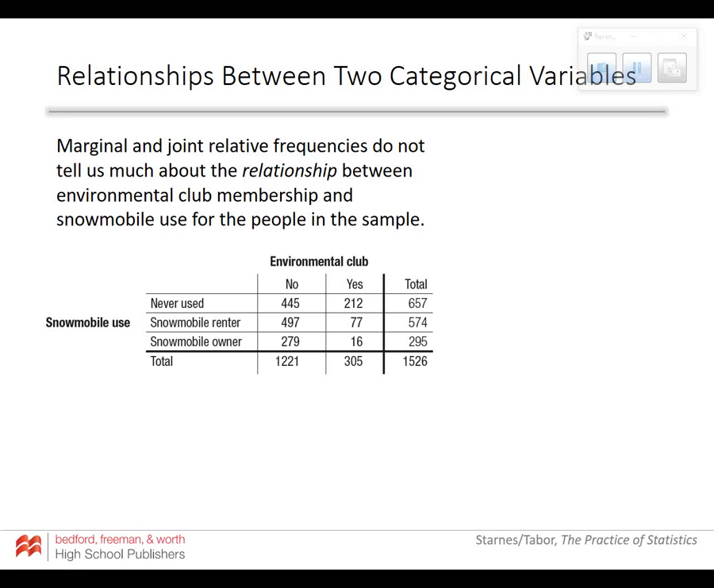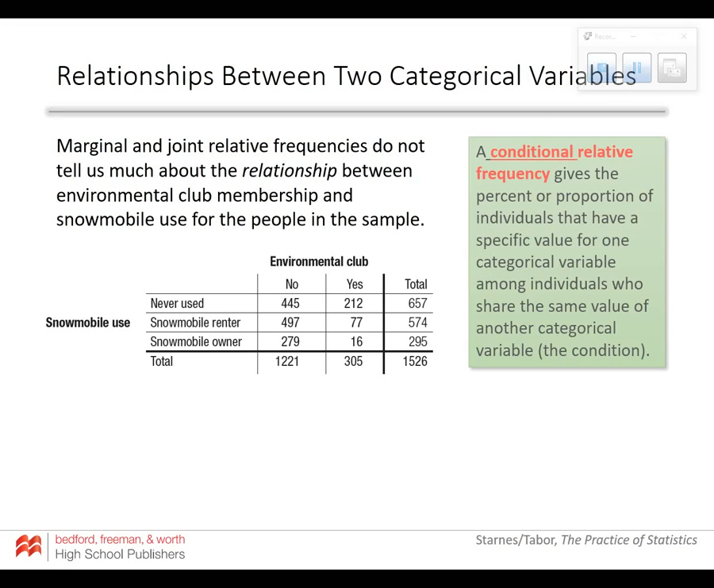So marginal and joint relative frequencies do not tell us much about the relationship between the two variables. So often we'll use something called conditional relative frequency, which gives the percent or proportion of individuals that have a specific value for one categorical variable among individuals who share the same value of another categorical variable, or the condition. And I'll show you what I mean by that. That actually sounds a lot more complicated than it is.